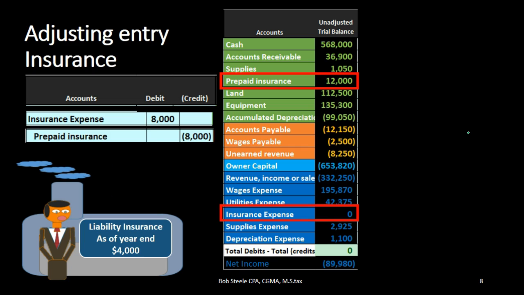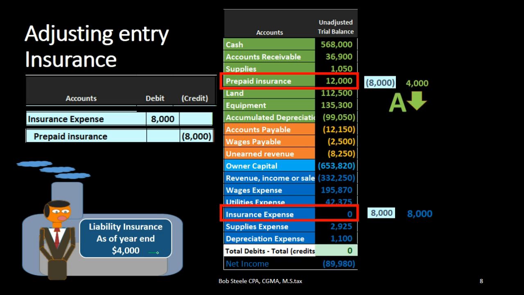If we post that out, then we're going to say that insurance expense is going to be debited by $8,000, bringing the balance up to 8,000. Prepaid insurance has 12,000 in it. We are doing the opposite thing to it, crediting it, bringing the balance down to 4,000, matching the amount that we calculated should be the calculation based on our analysis of the policy and what has been expired and what has not yet been expired.